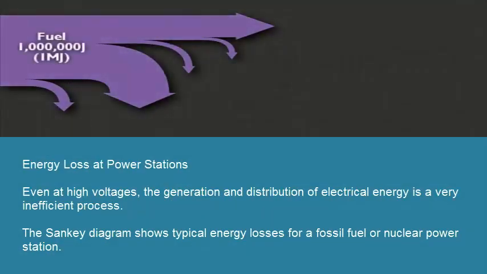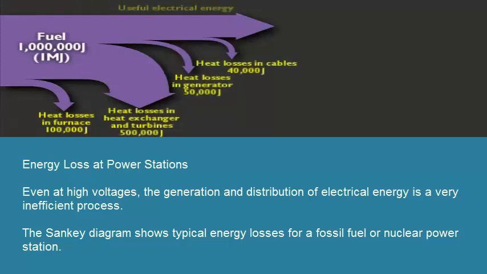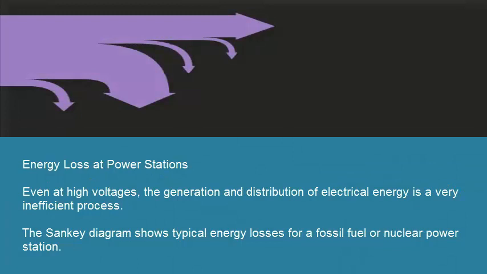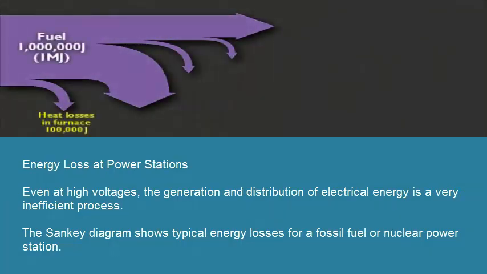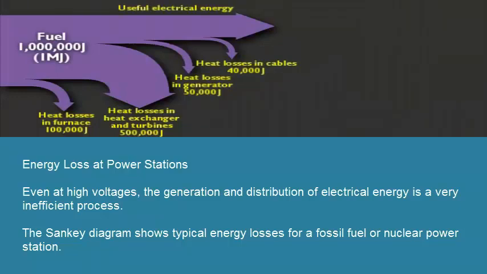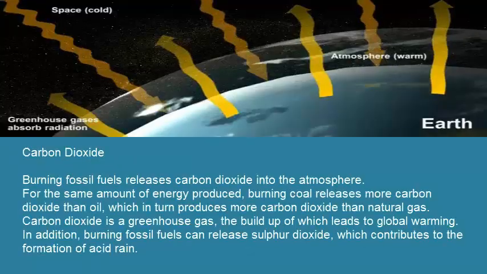Energy loss at power stations. Even at high voltages, the generation and distribution of electrical energy is a very inefficient process. The Sankey diagram shows typical energy losses for a fossil fuel or nuclear power station.